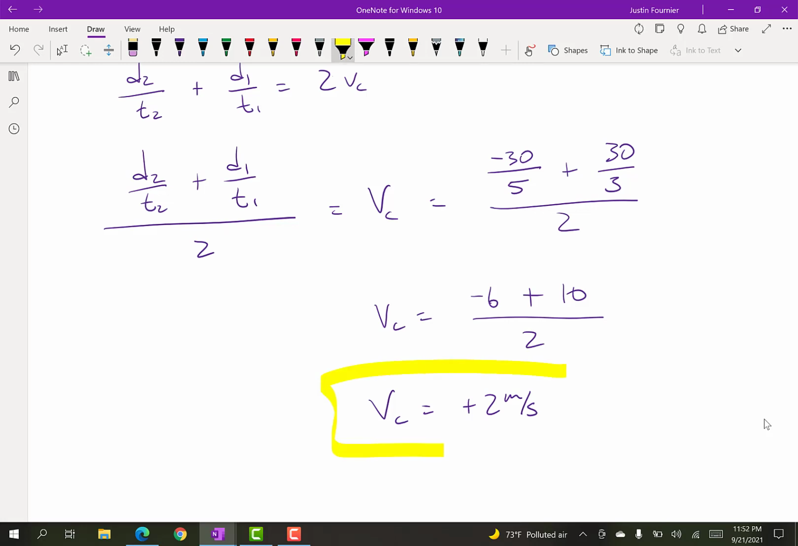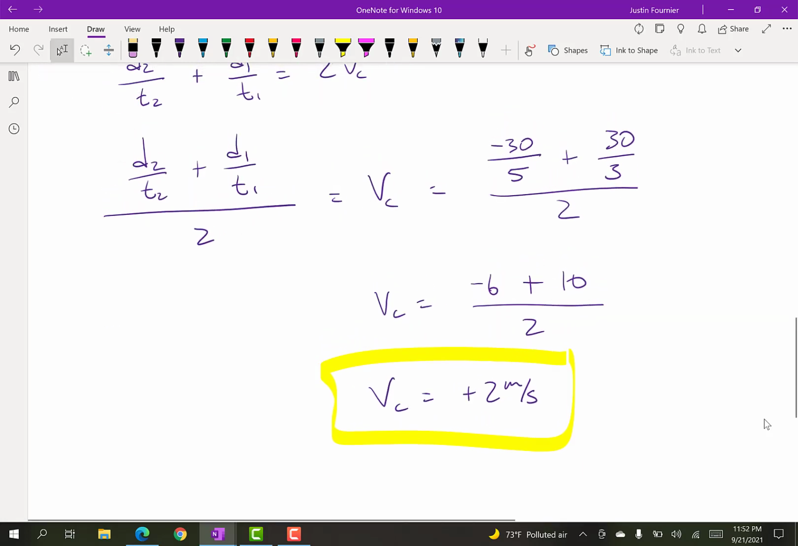And this makes sense to me because it's pointing to the right, so it's pointing in the positive direction. That's the way I said my current was going to point. And 2 meters per second also makes sense.